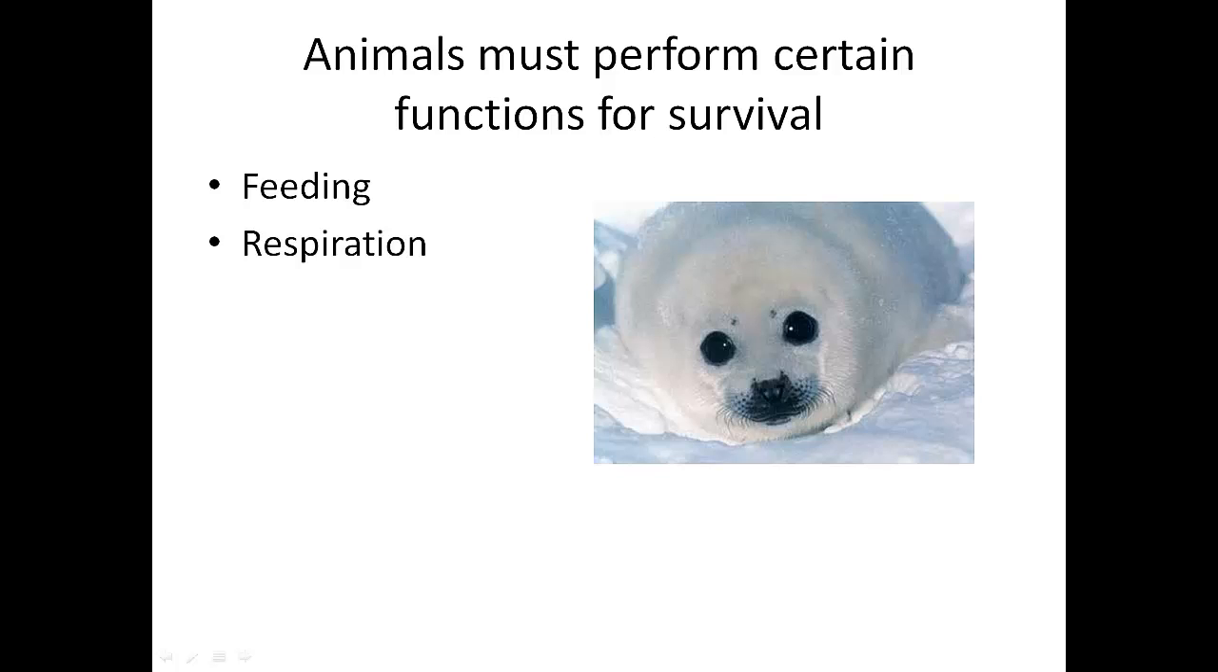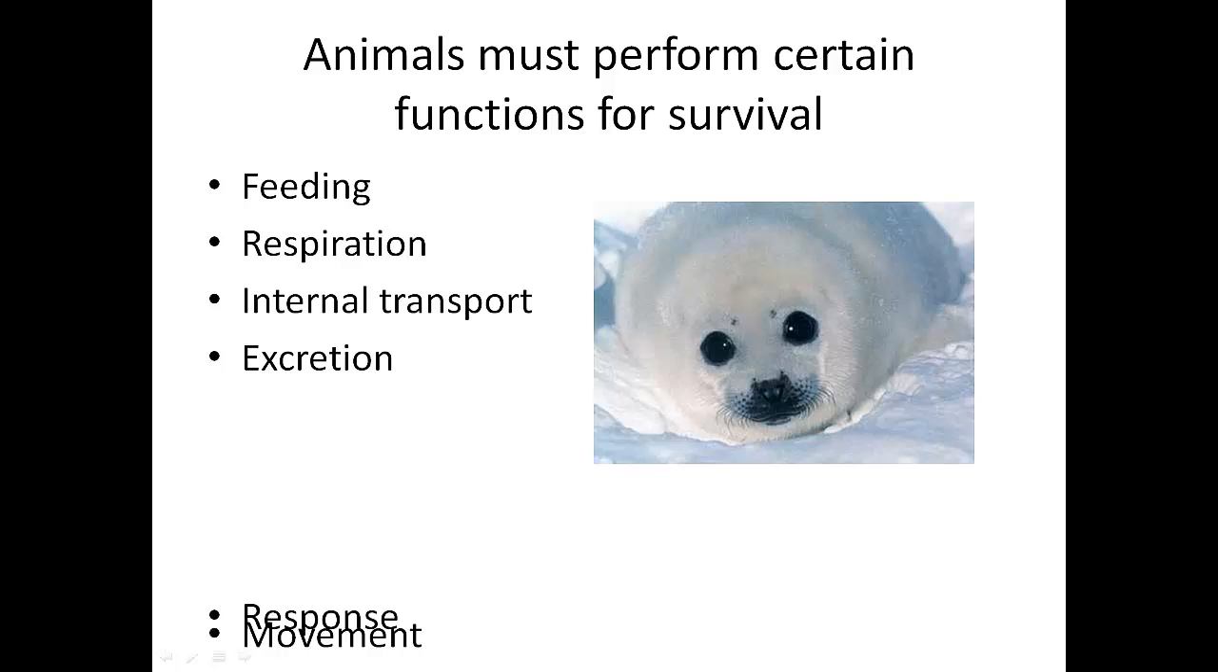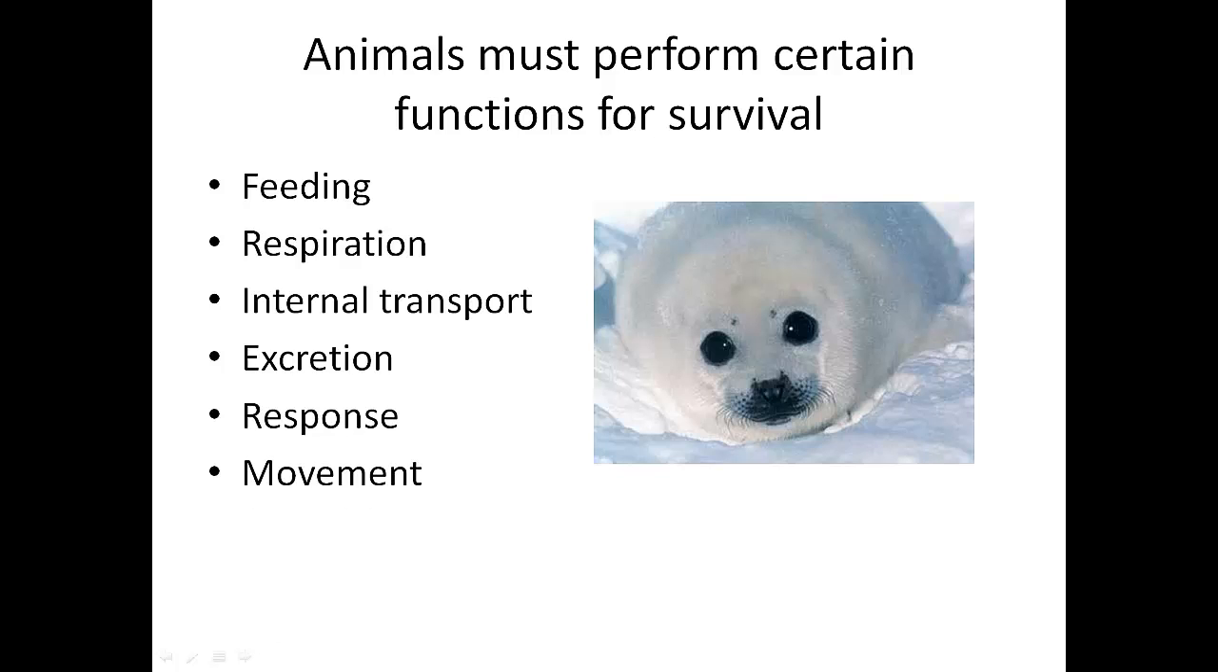Another general characteristic of all animals is that they need to survive. And in order to survive, they all need to feed, breathe or respire, and get nutrients and wastes transported around their body like we have blood vessels. That's called internal transport. Not every animal has blood vessels and a heart like we do, so we just lump it together as internal transport. Excretion is getting rid of wastes. Response is the ability to respond to things, so having a brain or something like it, a nervous system, movement, and reproduction.